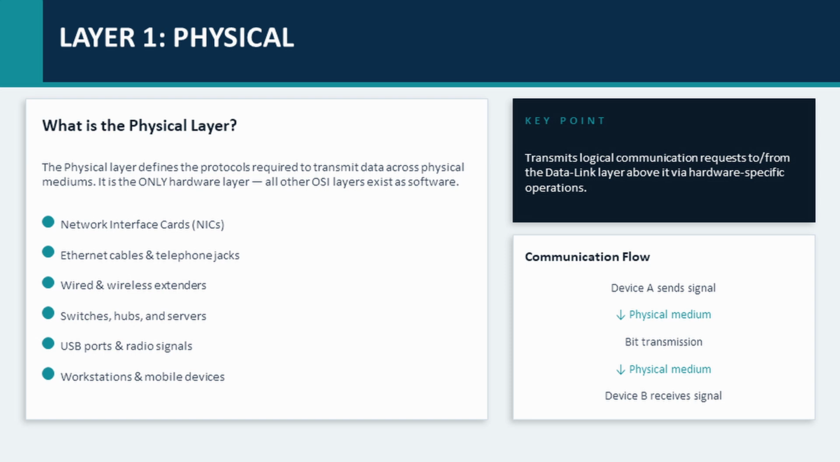Think about the enormous variety of hardware that forms a network. Network interface cards from hundreds of different manufacturers, Ethernet cables, telephone jacks, switches, hubs, wireless extenders, workstations, tablets, and servers. Despite this diversity, the physical layer ensures they all speak the same language at the most fundamental level: the movement of electrical or optical signals. Critically, the physical layer transmits logical communication requests to and from the data link layer above it. It's the bridge between the world of software protocols and the physical world of electrons and light.